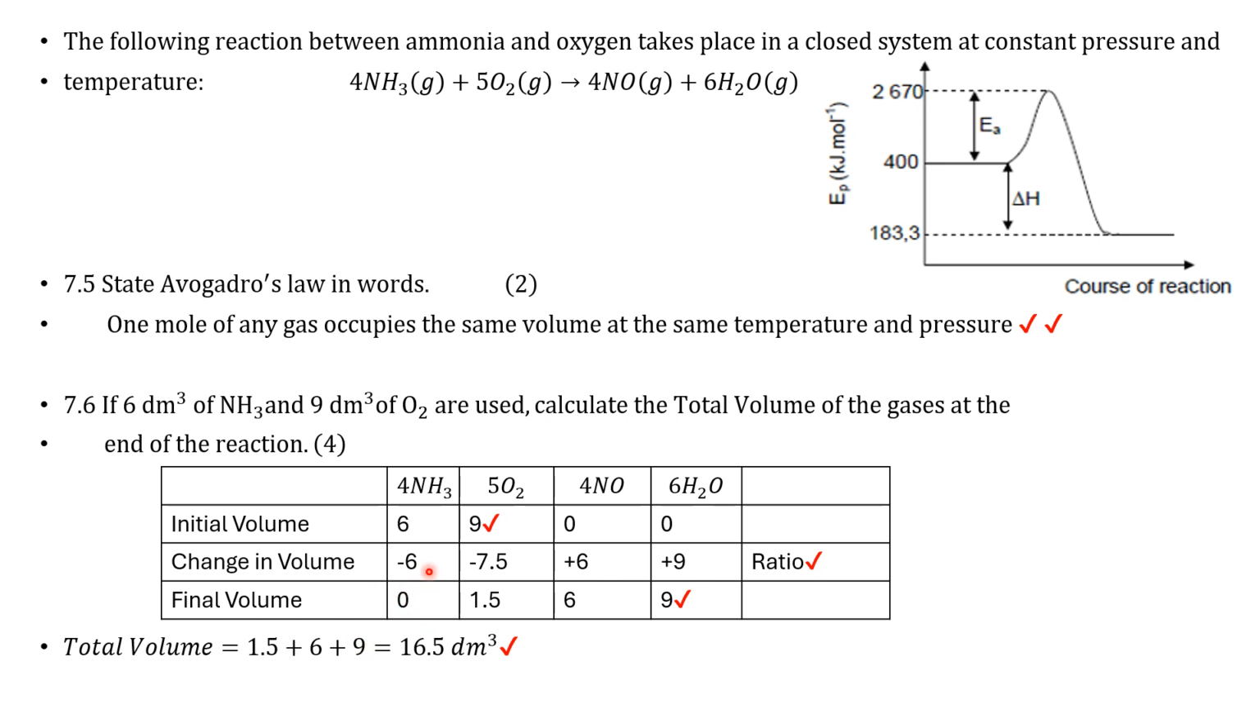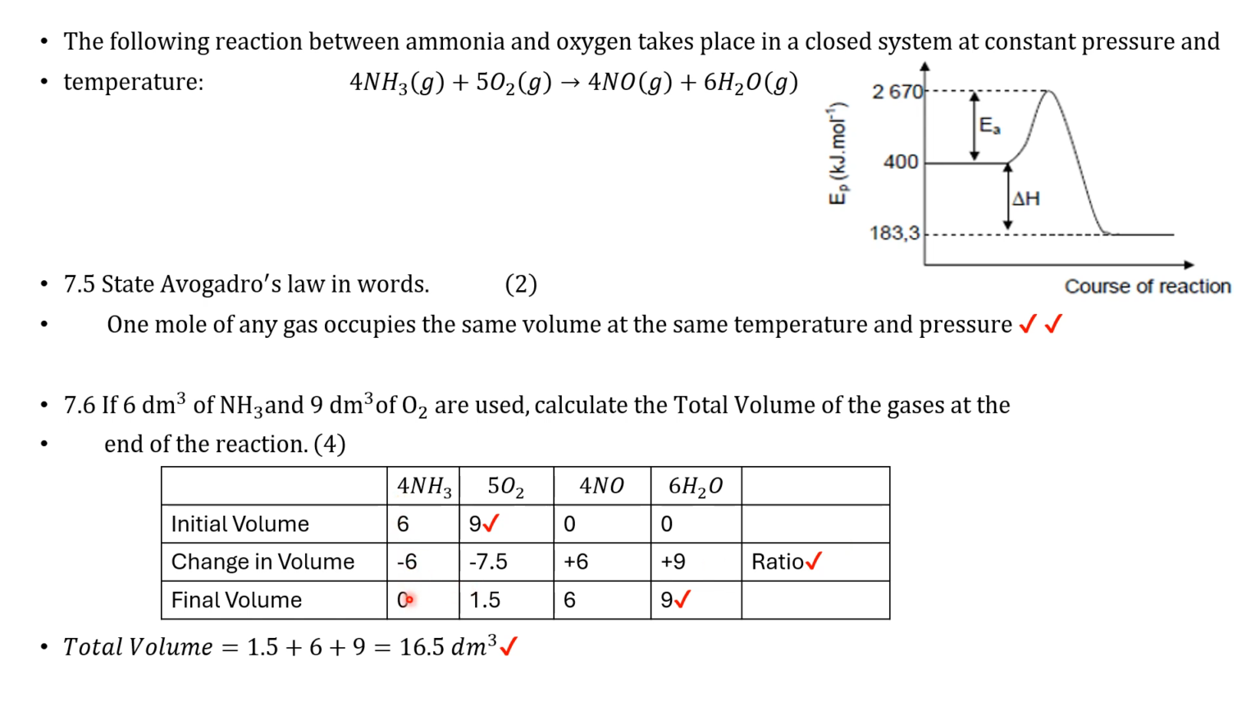Now if I stay with the ratio, to get from 6 to 9, I divide 6 by 6 times 9, and the ratio gives me minus 7,5. There, 0 becomes plus 6, based on the fact that it's 4 and 4. So 4 and 4 would both be negative 6 for reactants, plus 6 for products, and the 6 H2O becomes plus 9. So using the ratio there, 1 mark.